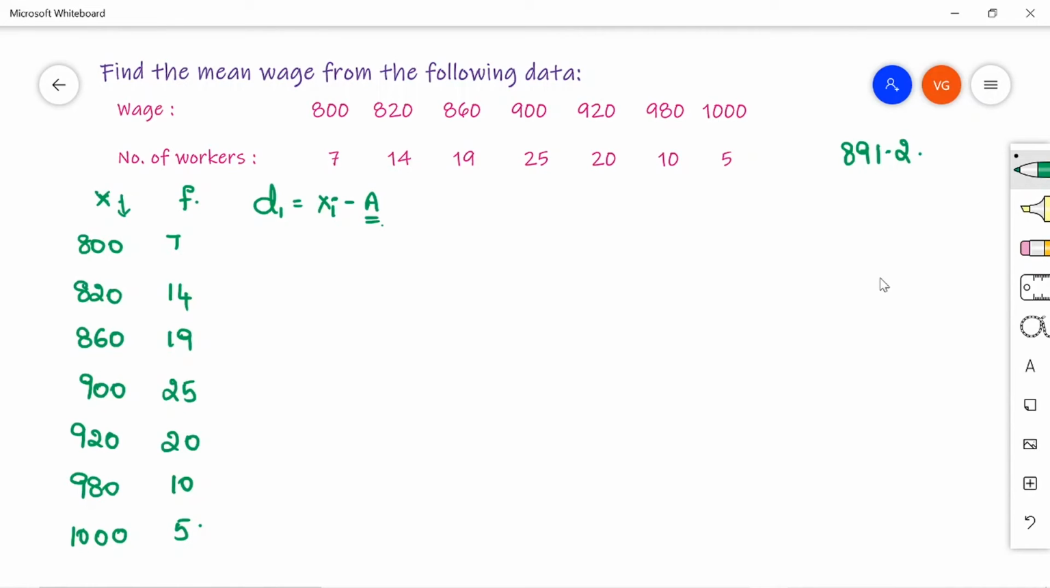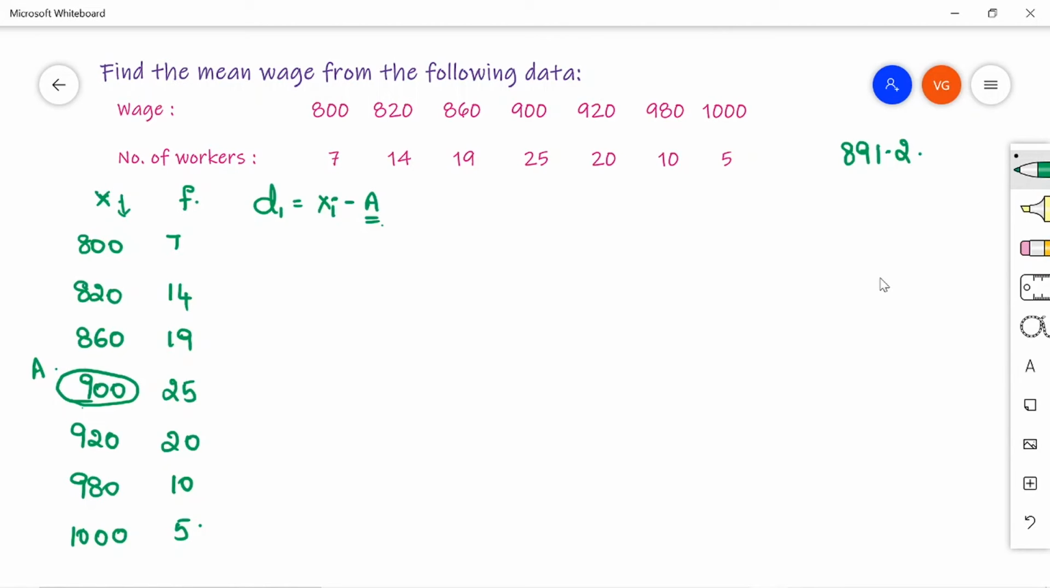So you have to select a mean value out of the given values. Let us consider the mean as 900. I am just assuming A as the middle number out of the list. There are 7 numbers. The first 3 and the last 3 I am leaving, and the middle one I am taking as the assumed mean, A, as 900.